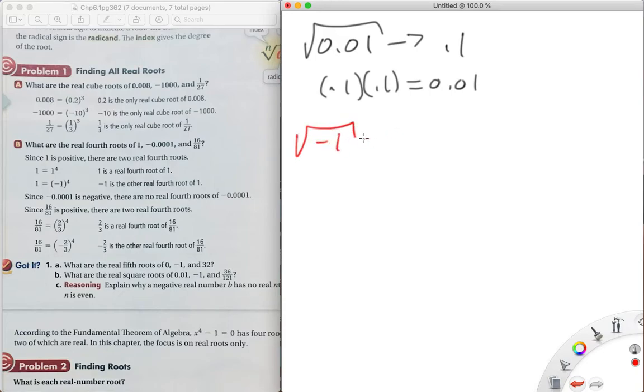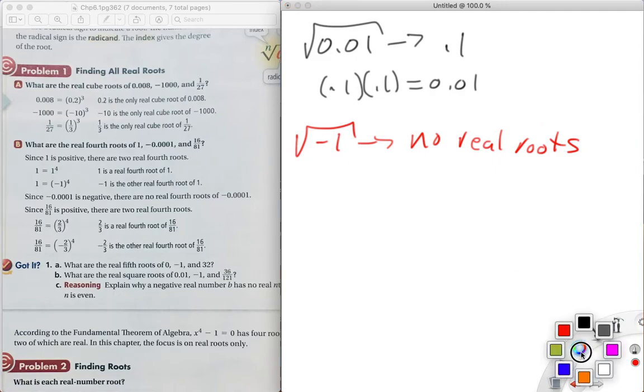Square root of -1. Now we would say i from chapter 5, but we don't have to actually focus on the i. So we'll say no real roots. That doesn't discount the complex number. We just acknowledge that there are no real roots, no non-complex roots. All the answers would be in the form of imaginary.